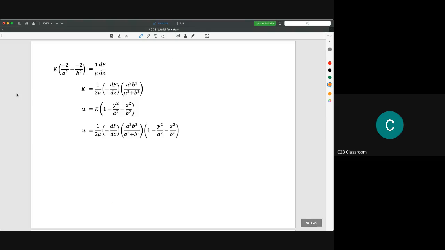So then we solve the problem. So we get the value of k here. And then we substitute again the value of k here in this one. Okay, so then we could write the value of u in the full term as this one. So this is the idea for this question.